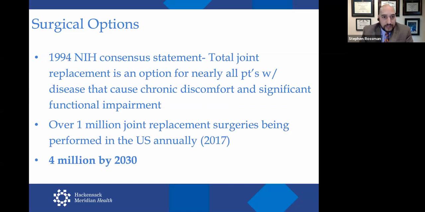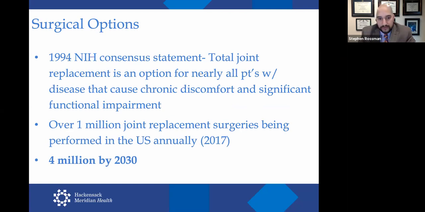The 1994 NIH consensus statement says basically that total joint replacement is an option for nearly all patients with disease that causes chronic discomfort and significant functional impairment. This next statistic is really crazy too. In 2017, over 1 million joint replacements were performed, and they suspect by 2030 there are going to be 4 million joint replacements. That is literally 9 years away.